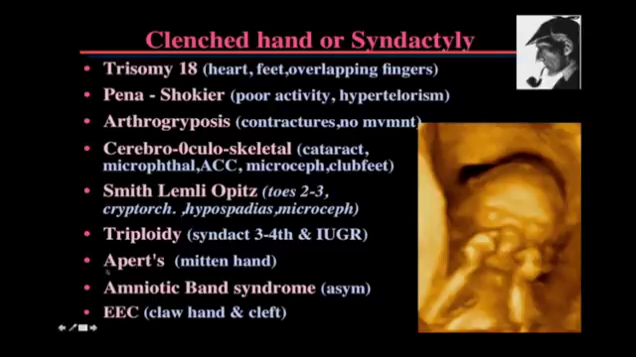Apert syndrome is another one of the craniosynostosis syndromes, sort of like Carpenter's and like Pfeiffer's that we talked about. But this one is associated with a mittened hand. The hand has a thumb, and then all the other fingers are fused together like a mitten. Amniotic bands, as you know, can be associated with any number of abnormalities, including clenched hands. And EEC, claw hand and cleft, this is a claw hand or foot. They're usually bilateral, and it also has a cleft syndrome.